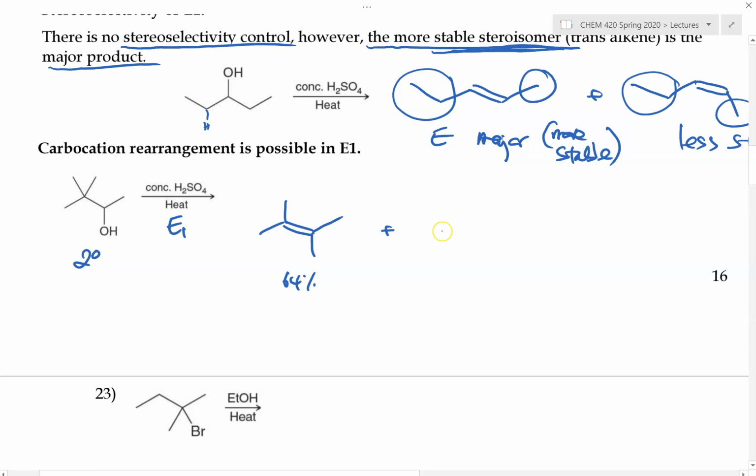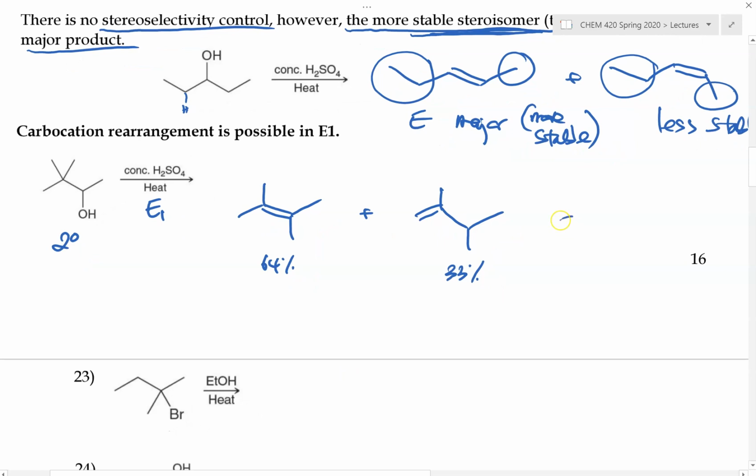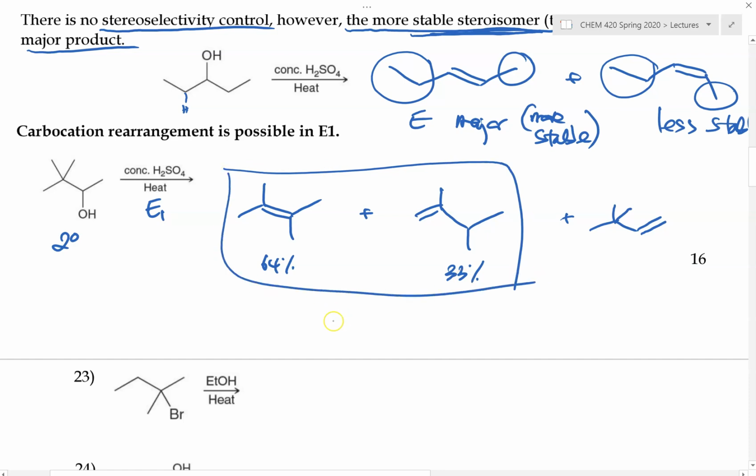And the other product that can also be formed would then be this other product here. And this product is also a product of the carbocation rearrangement as well. And this forms at 32% yield based on experimental observation. And the other product that would be produced is the product where it does not undergo carbocation rearrangement. So these two products right here are the products of carbocation rearrangement.